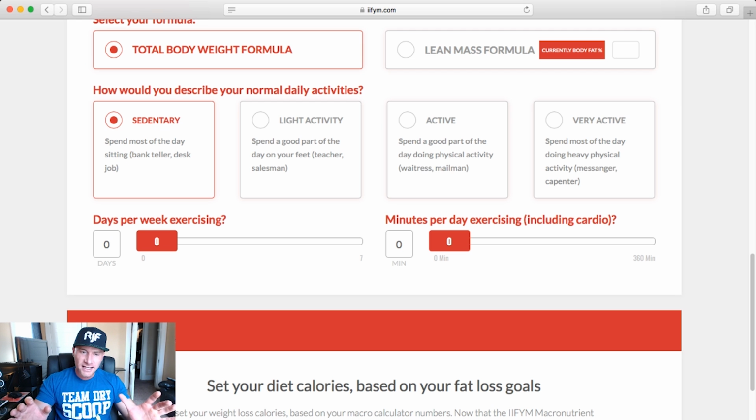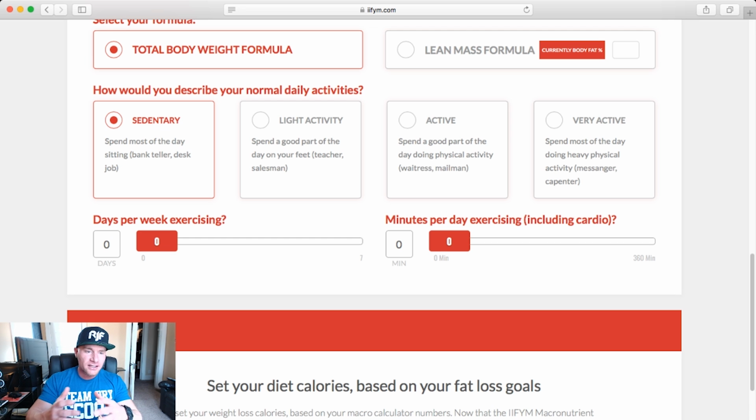Now, even be careful with the lightly active, because it says here, spend a good part of the day on your feet like a teacher or a salesman, right? And you got to really be honest with yourself here. Unless you're literally on your feet all day, moving around quite a bit, and your heart rate's getting up, you're going to be sedentary. Now you're active and you're very active. Those are reserved for maybe someone that carries the mail or someone that's working a construction job, something along those lines. So just be honest with yourself here.